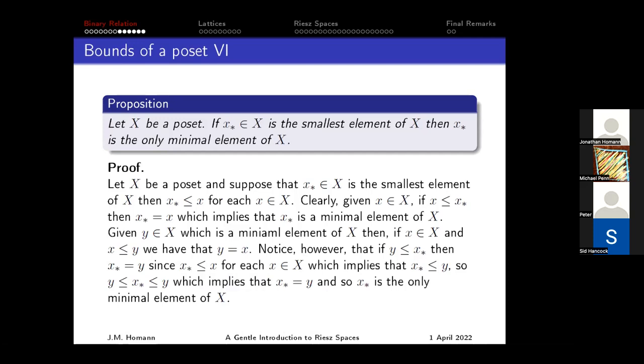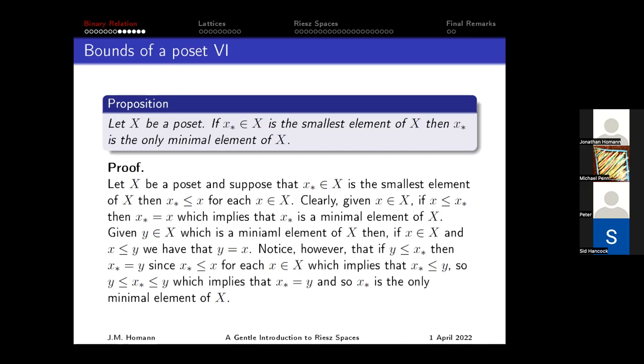So if we let X be a poset, and we suppose that x star in X is the smallest element of X, then by definition, we have that x star is dominated by little x for each little x in X. And so if we are given some little x in X such that little x is dominated by x star, then x star is equal to x by the antisymmetry of the partial ordering, and this implies that x star is in fact a minimal element of X. So now we've shown that the smallest element is a minimal element.